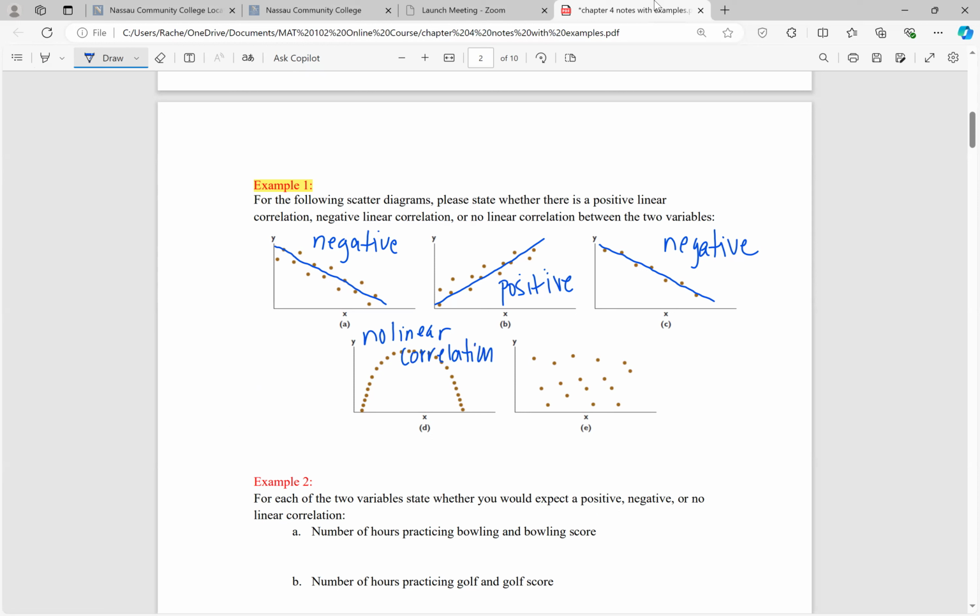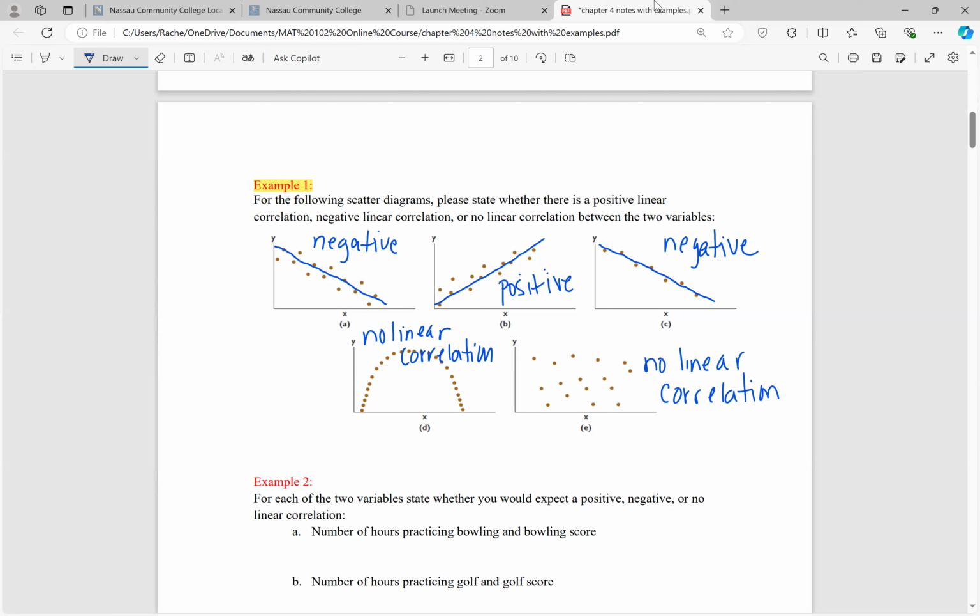And then let's look at the last one. Let's look at graph E. E is very similar to D. There doesn't seem to be a linear correlation, right? I don't see a line pattern here. The points are really spread out from one another. They don't look like they're going in the positive or the negative direction. So again, in this instance, I would say that there's no linear correlation.